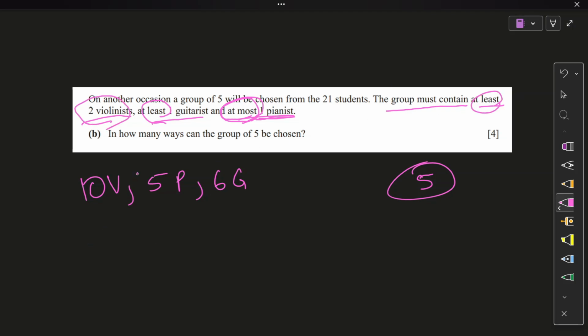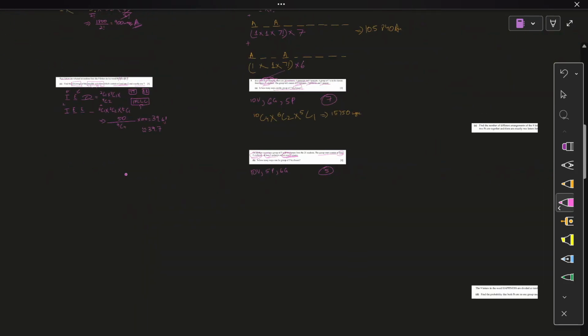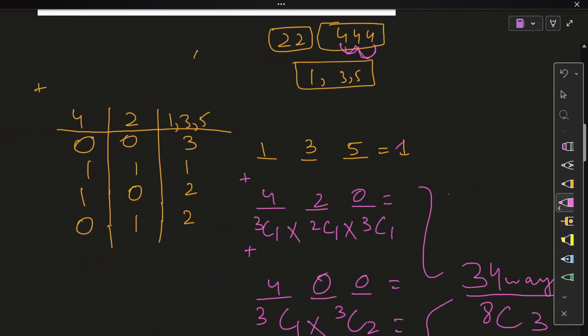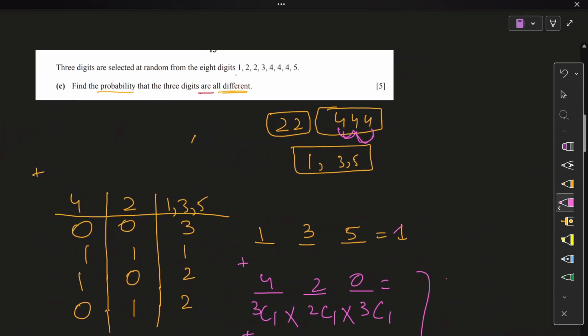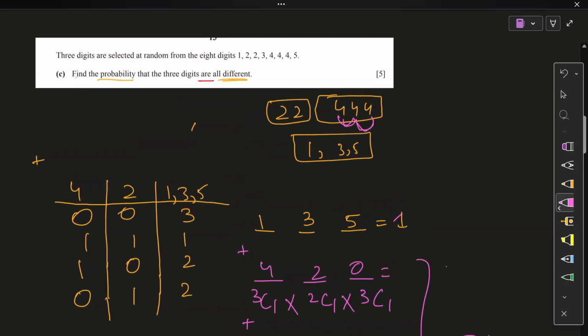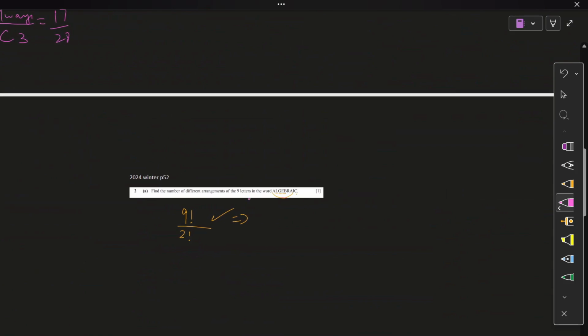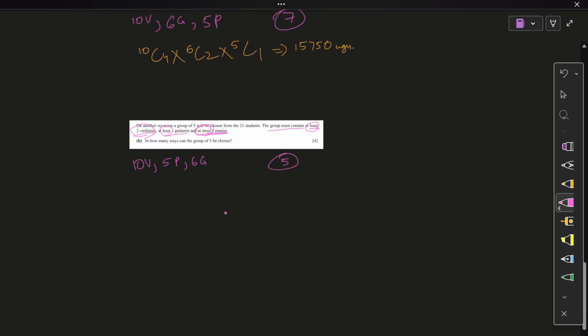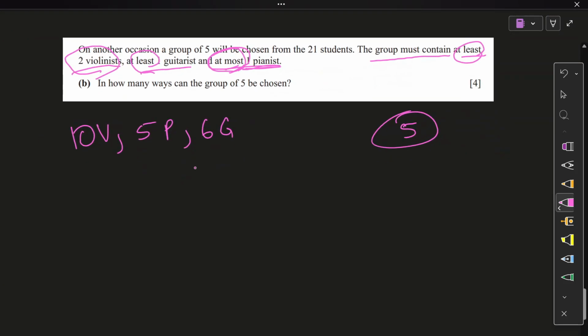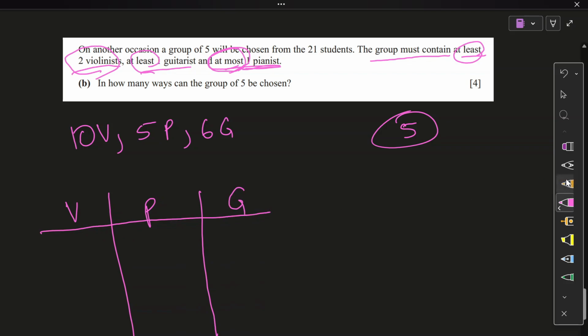So just like we did once before, I remember somewhere, yeah, right here, when the same cases needed to be considered, because I was selecting 3 digits, whatnot. I made a table, right, to understand how many cases I need to consider. So for our own ease, we'll do the same here. A separate column for violinist, one for pianist, and one for guitarist. Column made.